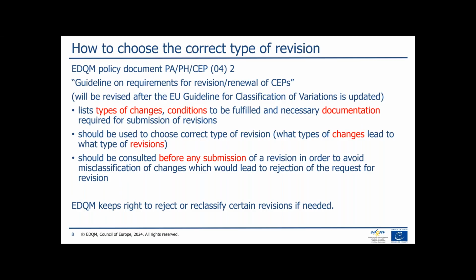So how should we choose the correct type of revision when we are submitting a revision to EDQM? There is a document which can be found on our website, which is the key document to understand how to prepare for submitting a revision, but it is also useful to be consulted even before any change of the process or control is made. So this guideline lists the type of changes, conditions to be fulfilled, and all the documentation that is required for submission of revisions.